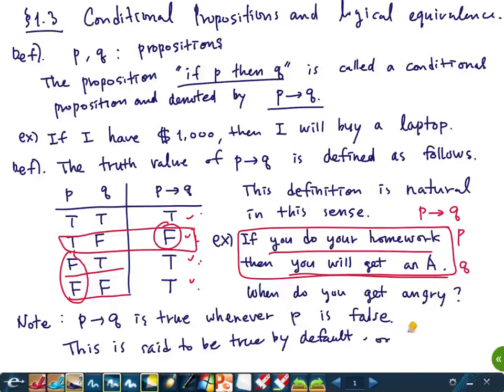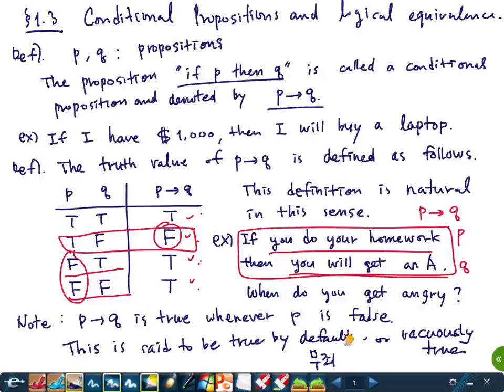Or it's called vacuously true. It is like the principle of being innocent. I don't know. 무죄 추정의 원칙 in Korean.